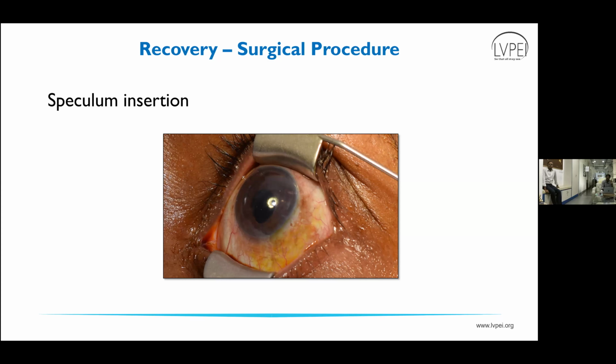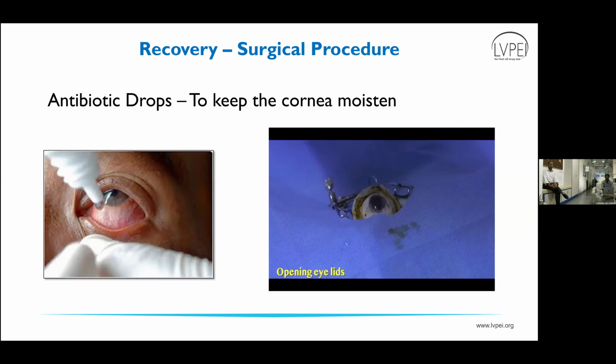We have to insert antibiotic drops, such as gentamicin, onto the cornea to keep the cornea moist. Just 2-3 drops are enough, not to fill the entire eye. Just to keep the cornea moist.